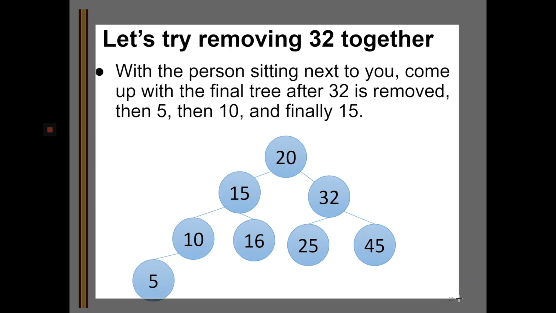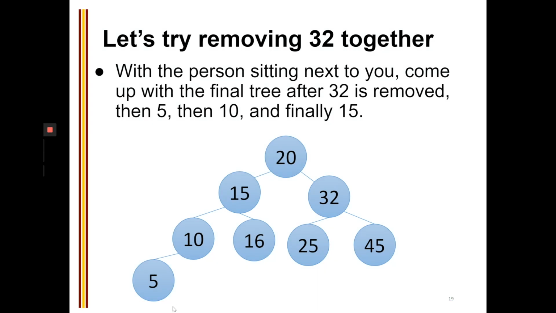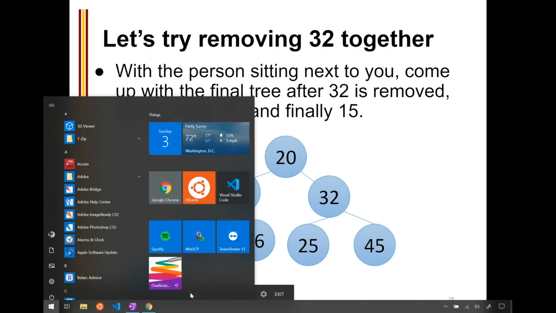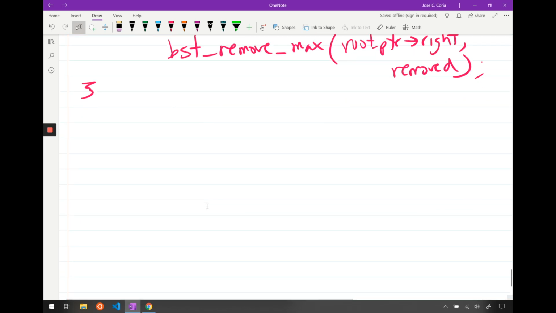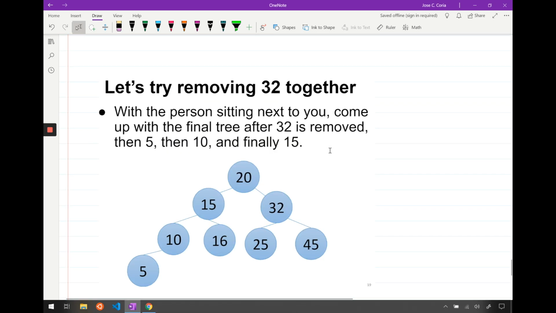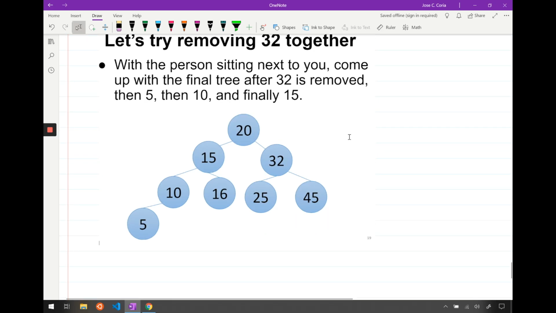Let's go through this example. Let's remove 32 together. Again, I just want to remind everyone I will be uploading this. So I want to remove 32. There's no one sitting next to you, and you can just talk it out on your own. I want to remove a 32, then a 5, then 10, and finally 15. But you have to use this algorithm we just worked through, right? What I don't want you to do is rearrange the tree in other ways. You want to do it the way we just saw in our algorithm.